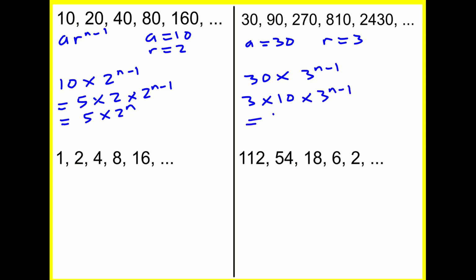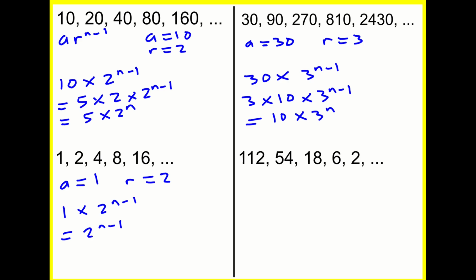And so that's going to become 10 times 3 to the n. That's a pretty solid answer. Next one, a equals 1, r is again equal to 2. So this time it's 1 a times 2 to the n minus 1. In this case, that's my answer. This method really works well here because I just get straight away.